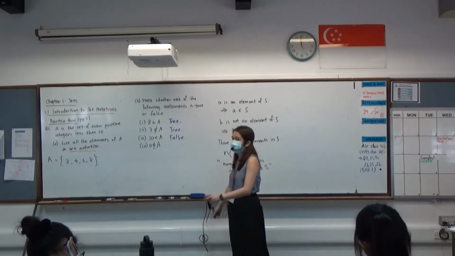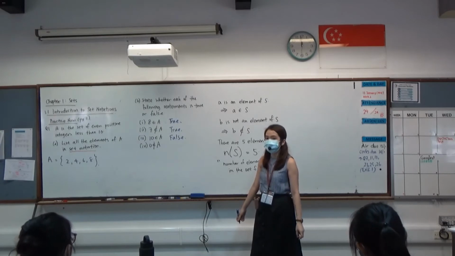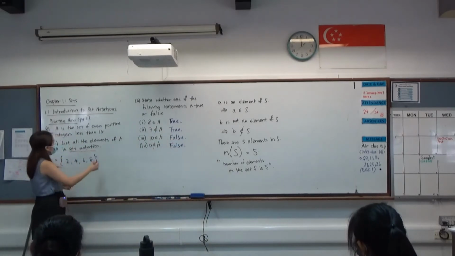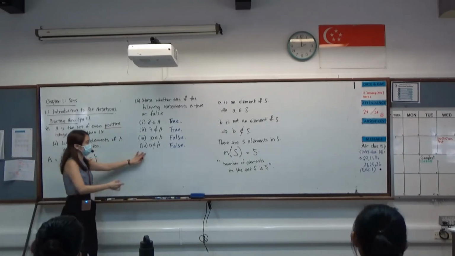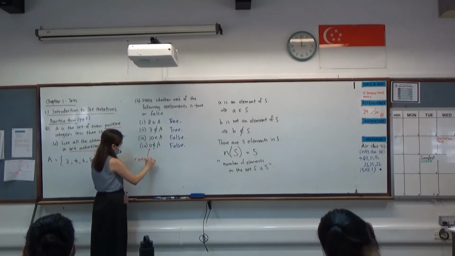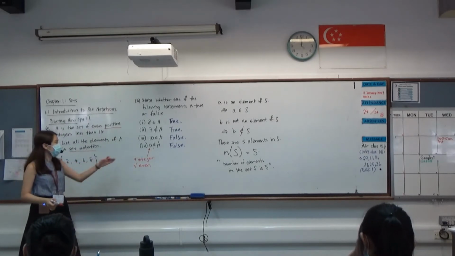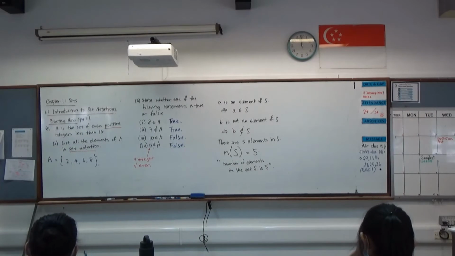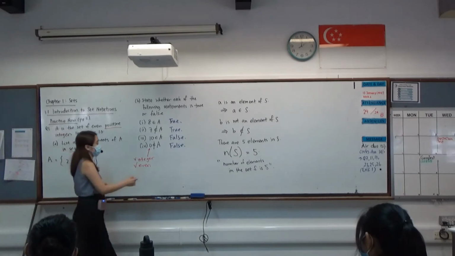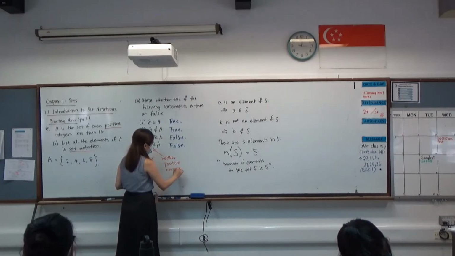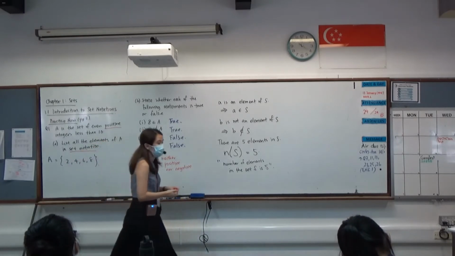Okay, and 0 is not an element of A. True or false? True. Okay, so 0 is not part of the set. On this note, I just want to point out that 0 itself is an integer. It is also even. But why is 0 not in the set? Does it fulfill the criteria of being positive? No. Is 0 negative? No. So 0 is neither positive nor negative, therefore it shouldn't have appeared earlier.